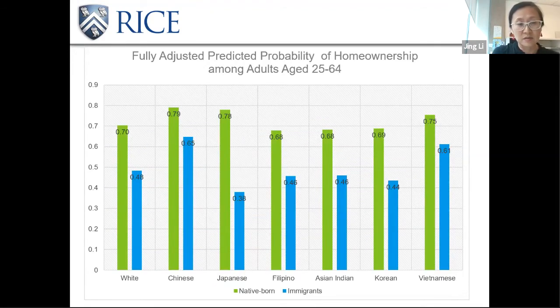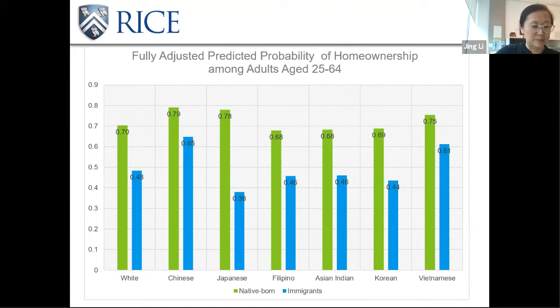Here, this is from our fixed effects results. Those are fully adjusted results. And we can see that the results are largely consistent with what we saw from the bivariate rates. And there are some notable findings. First of all, net of all covariates in the model, both Chinese and Vietnamese have estimated home ownership rates that surpass whites regardless of nativity, and nativity differentials are relatively small within both ethnic groups.